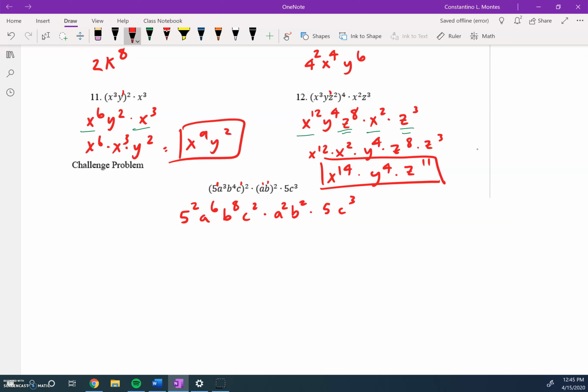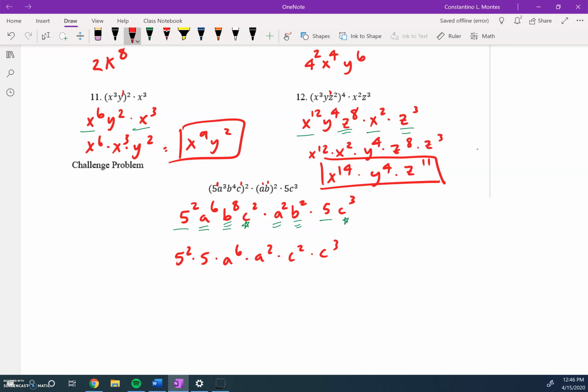Now I'm just going to organize myself. 5 squared, 5. I got a to the 6th, a squared. I got b to the 8th, b squared. And then I also got, and let's change this up, I'll put a little star right there so I can keep myself organized. C squared and c cubed. So I got 5 squared times 5 times a to the 6th times a squared times c squared times c cubed. I think I got everything.